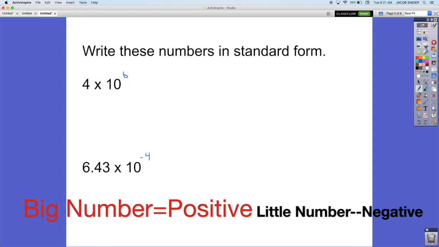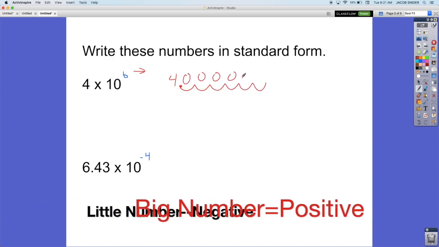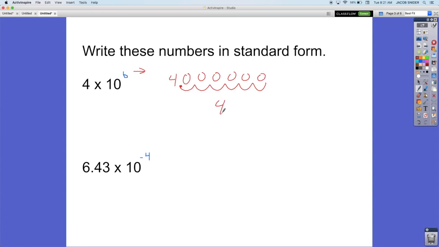Let's keep going. Okay, let's write these in standard form now. So let's start off with the number that they gave me, 4. Now, it's going to be a big number, okay, because it's a positive exponent. So I know I need to go to the right. Count over 6 times. 1, 2, 3, 4, 5, 6. Fill in my zeros. And you're good to go. You may want to rewrite it without the bumps. That way you can see it better.